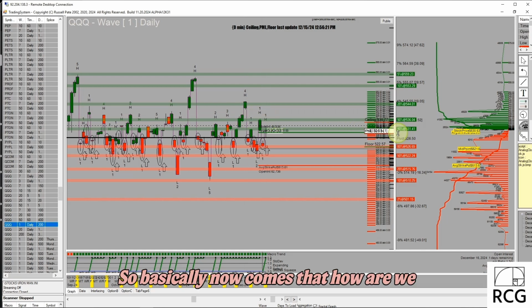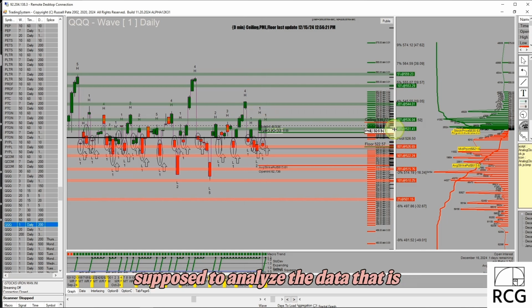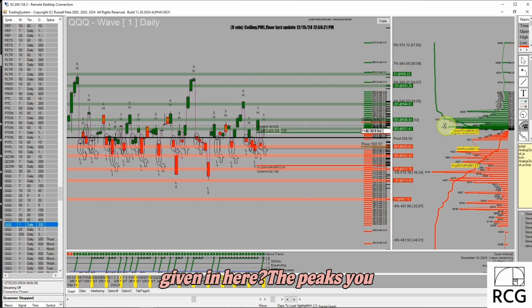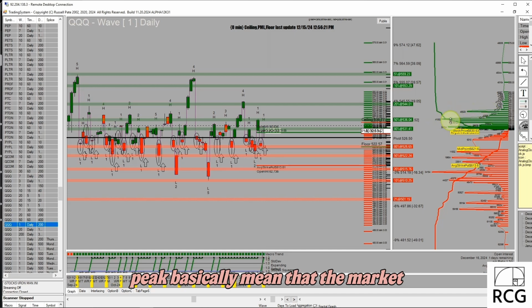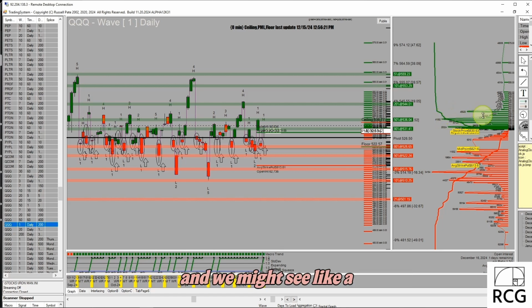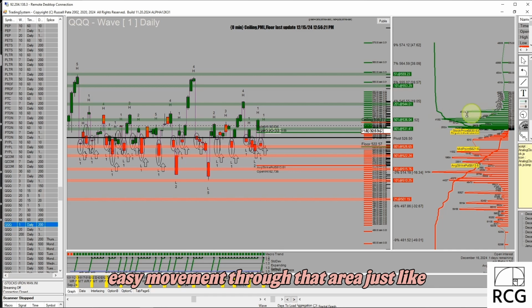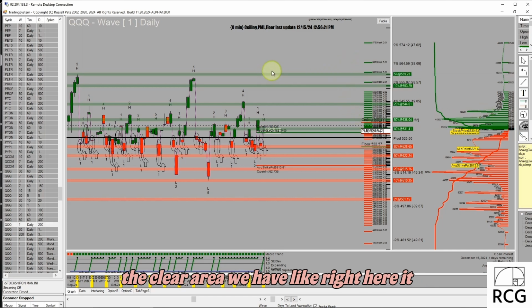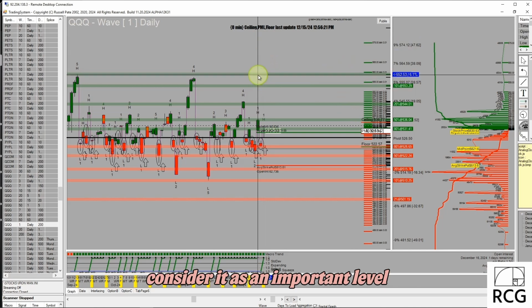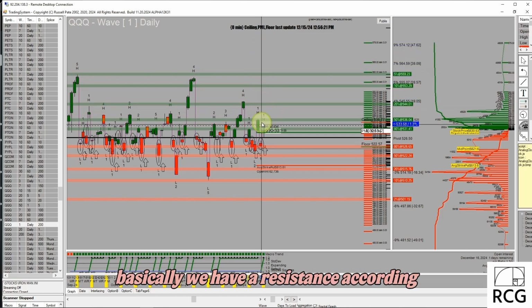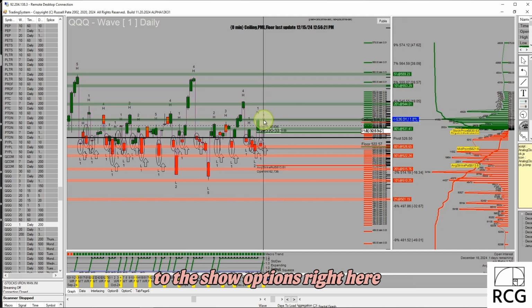Now comes the question of how we are supposed to analyze the data given in here. The peaks you see here show the market makers' interest. Where you do not see a peak, it means the market makers are not interested in that area, and we might see an easy movement through it, just like the clear area we have right here. It's showing us that the market makers might not consider it an important level, and we just move through that area.